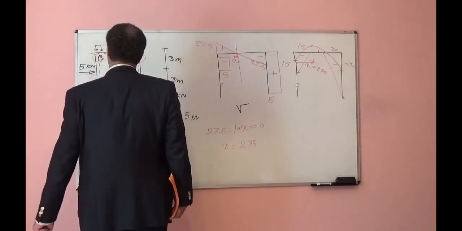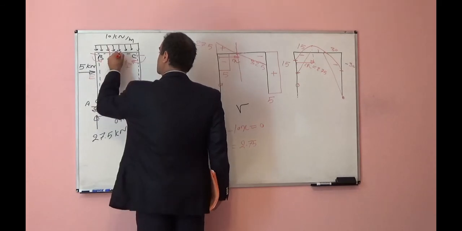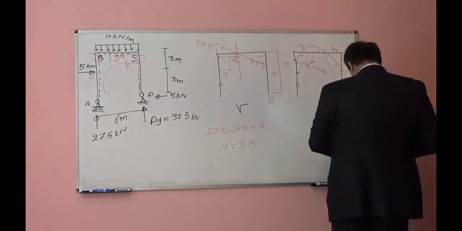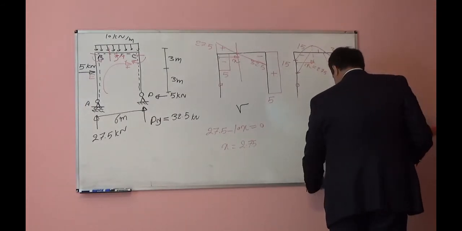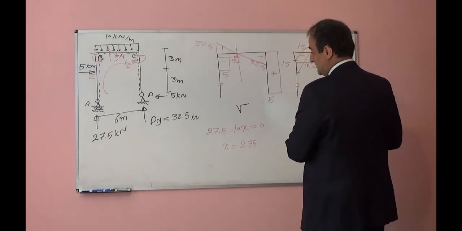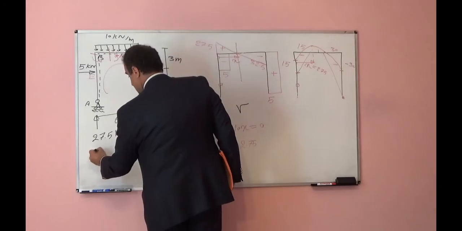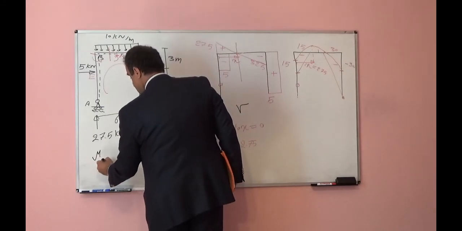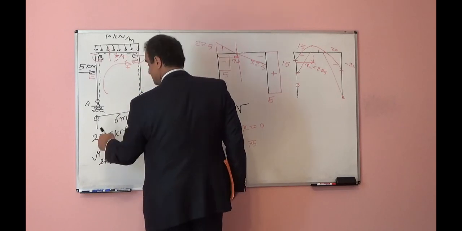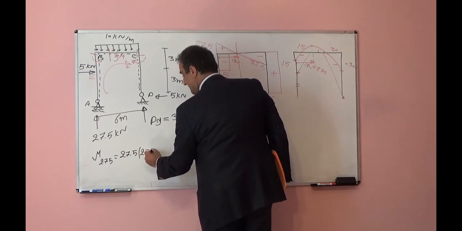So here at 2.75, the moment will be maximum, and you can find the moment over there. How can you find that? You can cut at that point and find the moment over there. I'm writing only the equation because it needs a calculator. The moment at 2.75 will be equal to 27.5, this reaction, times x, which is 2.75.